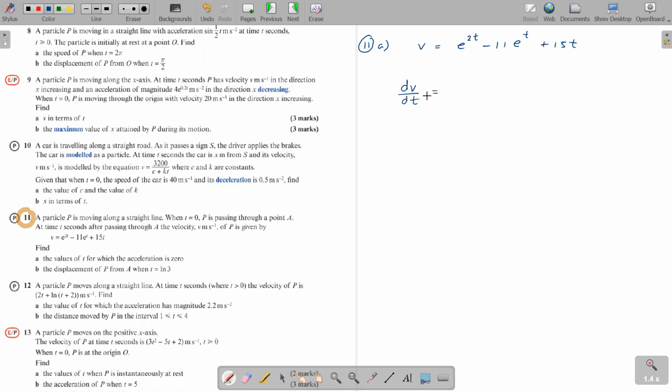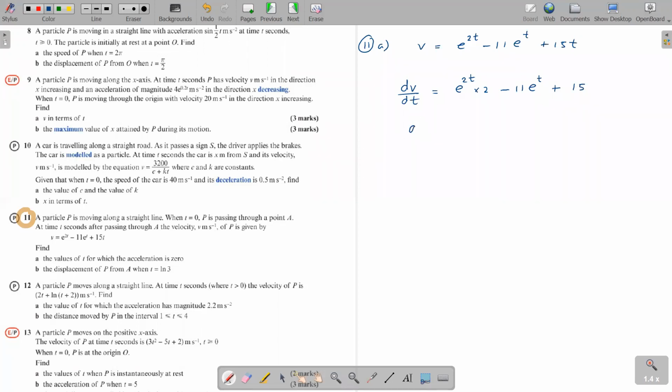Okay, remind me how to differentiate e to the power 2t again. E to the power 2t differentiation is e to the power 2t into 2, right? This one, next one, minus 11 e to the power t differentiation is e to the power 1t, right? So it's the same. E to the power t differentiation is e to the power t. Plus 15t differentiation is plus 15. Do you agree with me?